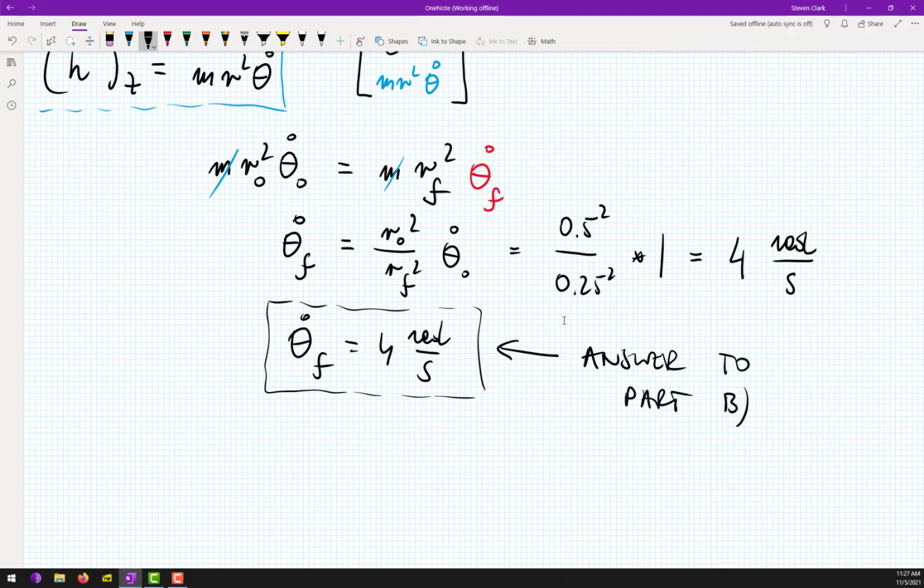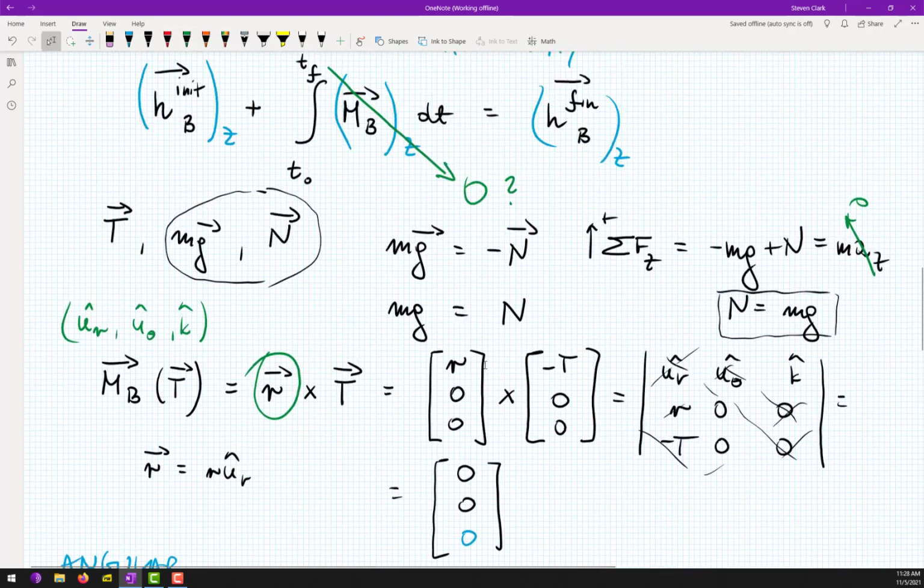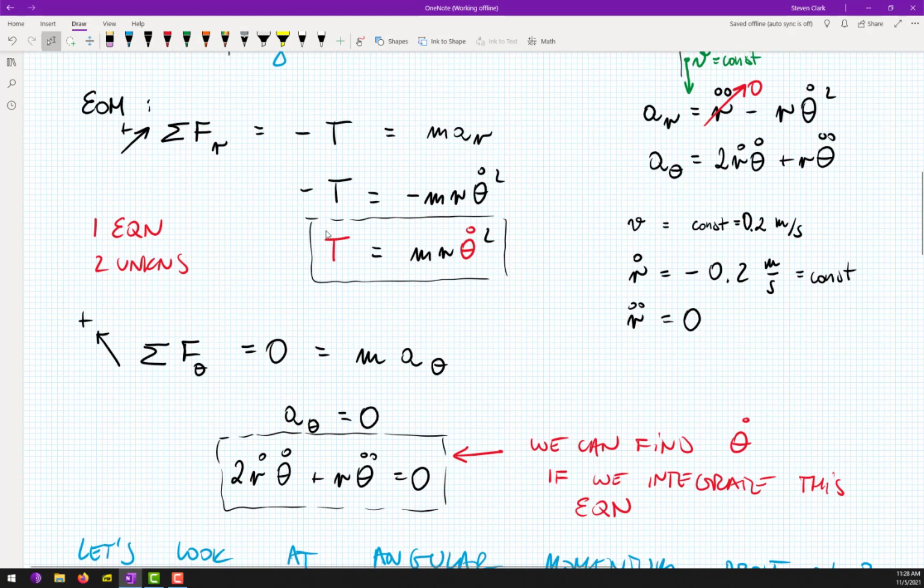We could obtain it by integrating the previous equation, but we just did it by looking at angular momentum. Okay, we solved part B before we solved part A. So let me just solve part A as well. I'm going to plug this theta dot final into the equation we left earlier.